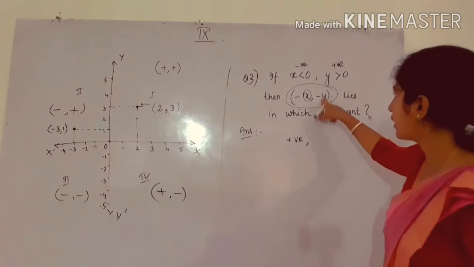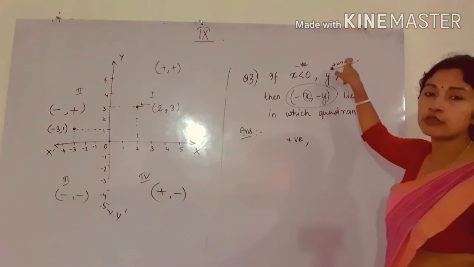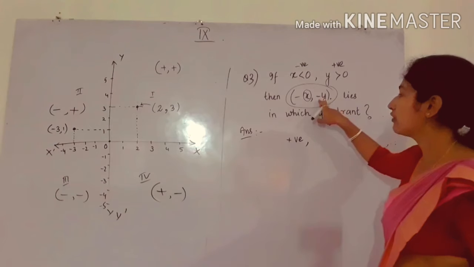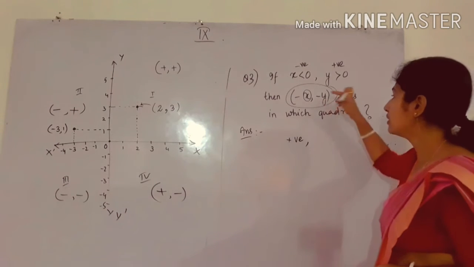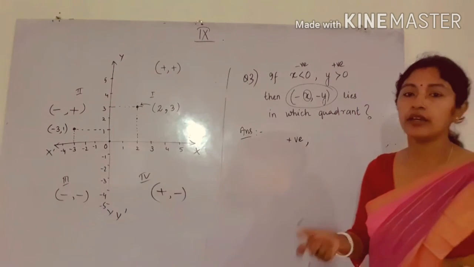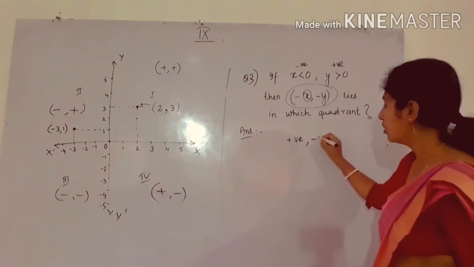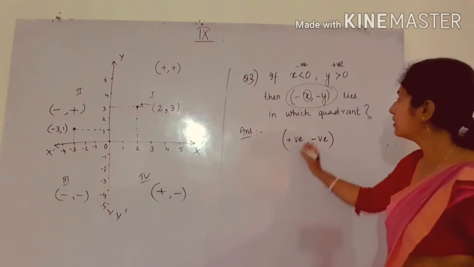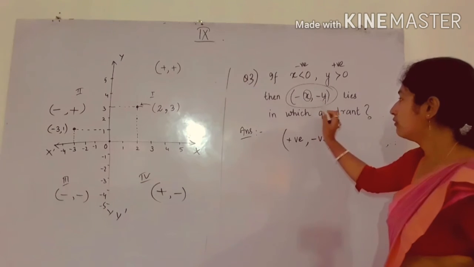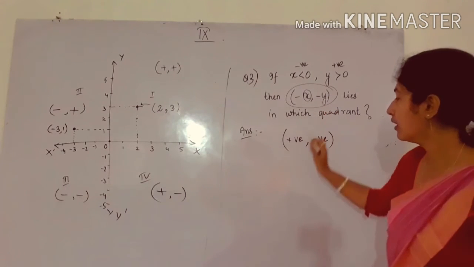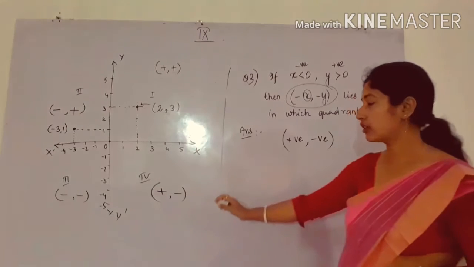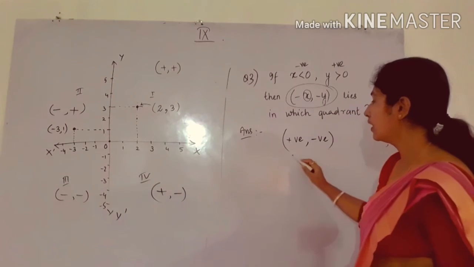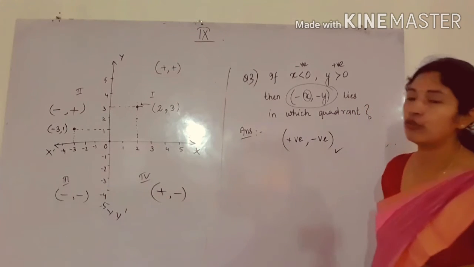Then we have to check for y. See the condition for y. y is positive, but before y we have negative. Also we know that negative into positive becomes negative. That means the symbol will not change, so it will be negative. So positive comma negative. That means this will lie in the fourth quadrant. You have to check the quadrant, that is positive comma negative, so it will lie in the fourth quadrant.